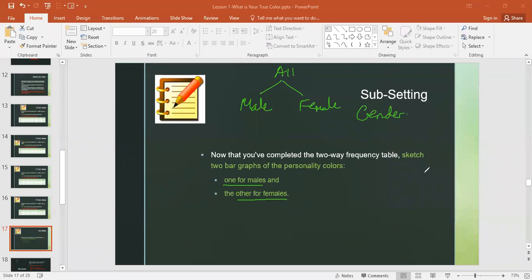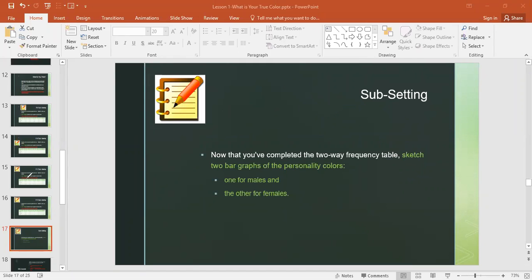Okay, so we're going to take our data and subset it into a male subset. So we're taking the males into one and the females into one. And so we're going to create two bar graphs, one based on the male data and one based on the female data. So what does this look like?